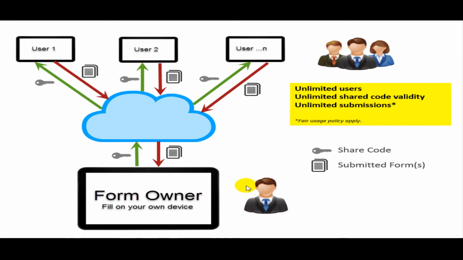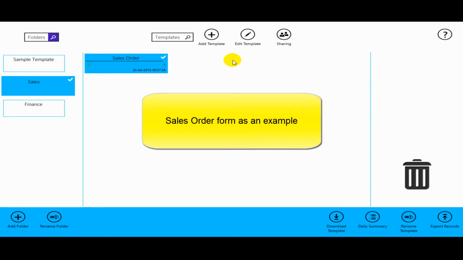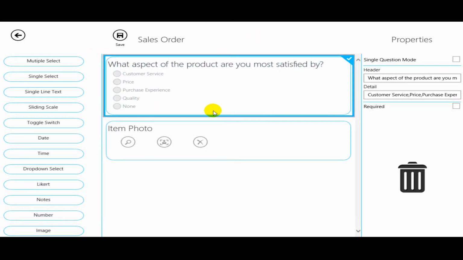Now let's see this in action. The form owner first creates the form. Let's create a sales order form as an example. So we'll click on edit template.